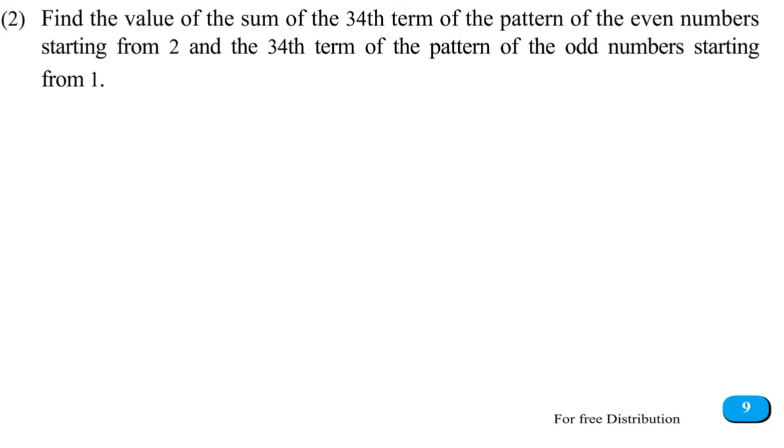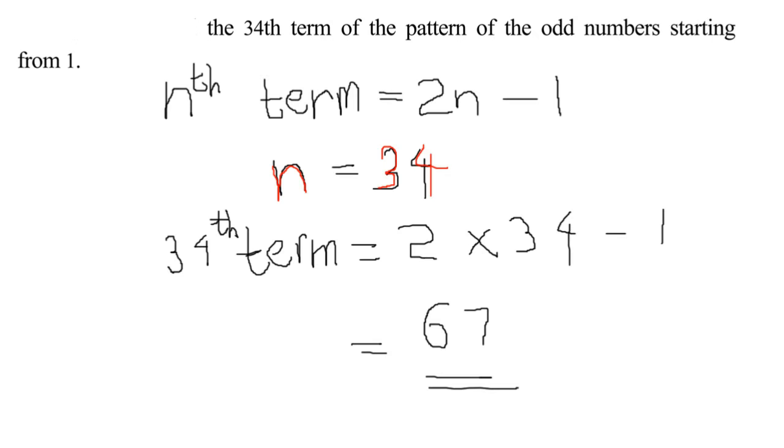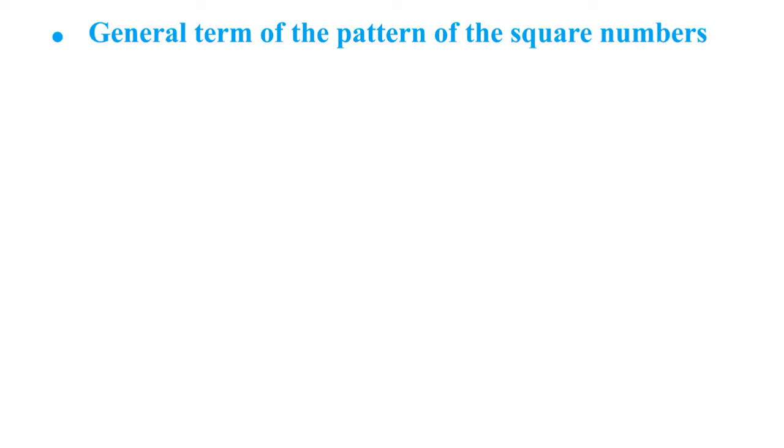And the 34th term of the number pattern of the odd numbers starting from 1. එකෙන් පටන් ගන්න odd numbers වල ඉලක්කම් රටාවේ 34 වෙනි term එක, එහෙම නැතිනම් 34 වෙනි ස්ථානයේ වටිනාකම. 67 is the answer. General term of the pattern of the square number.